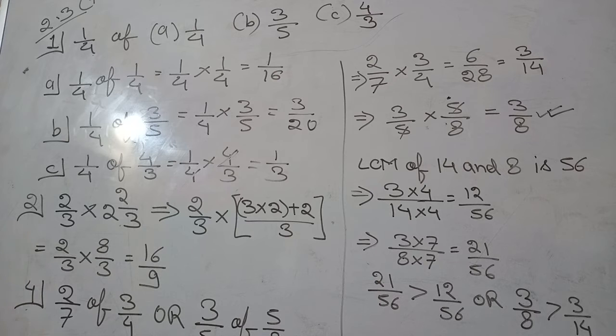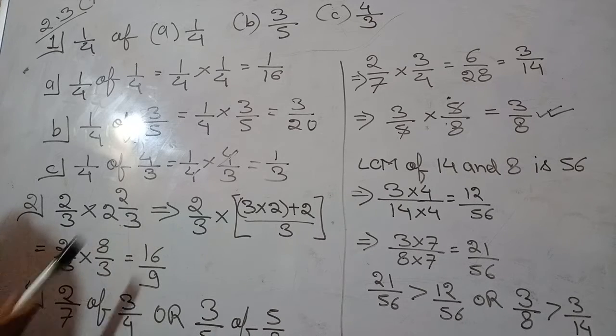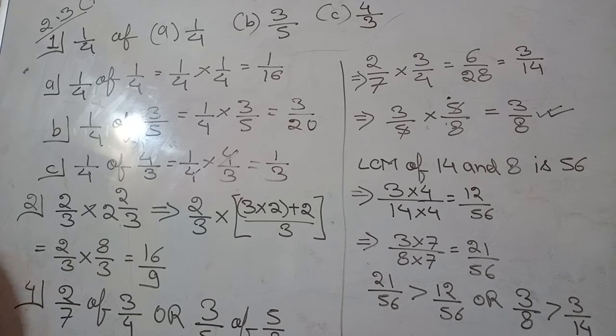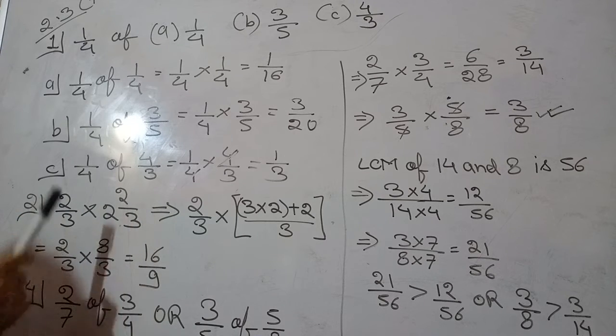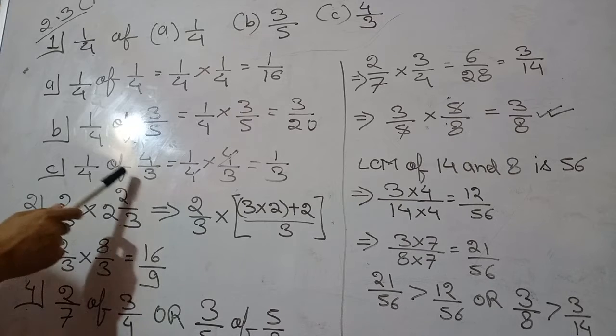Now let us see what we have to do in question number 2. Multiply and reduce to lowest form if possible. This is the given question, fraction form. We have to multiply this fraction form and reduce it to its lowest form if it is possible. So this is a normal fraction, but this is a mixed fraction. We cannot multiply a fraction with a mixed fraction. So what we have to do, we have to convert this mixed fraction.